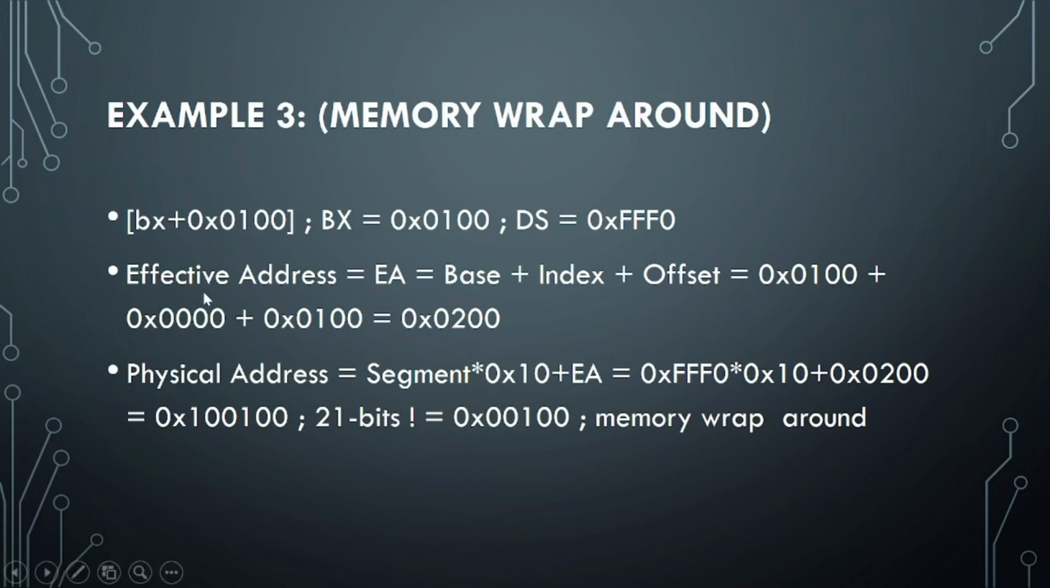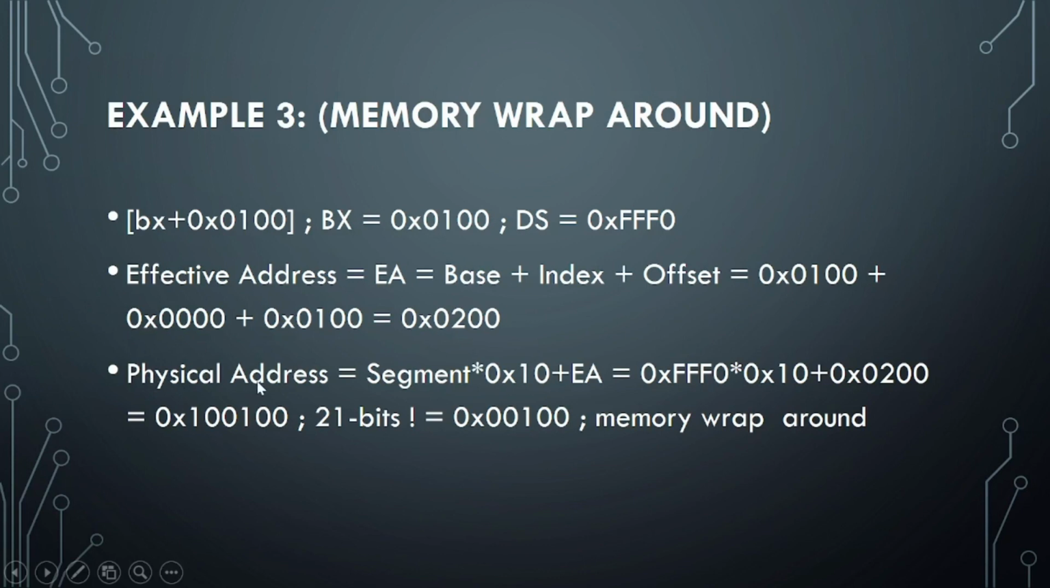So let's find the effective address. We added base plus index plus offset. In this example, we again don't have an index, so we put 0. Hence, we have the result 0x0200, which is our effective address.